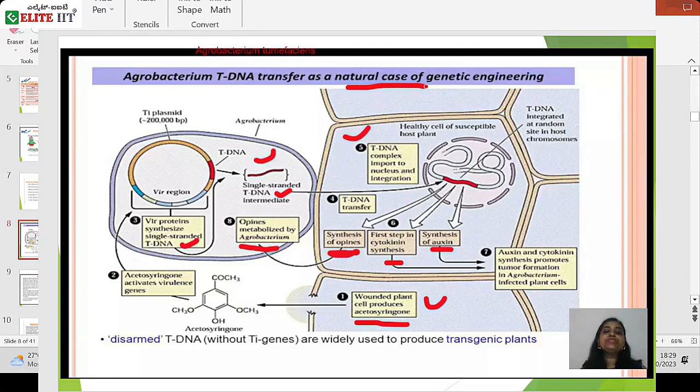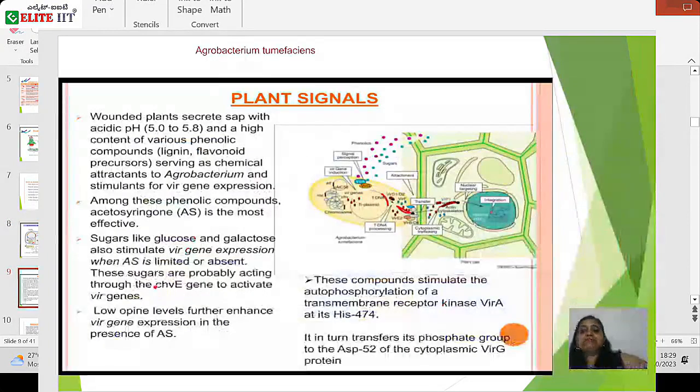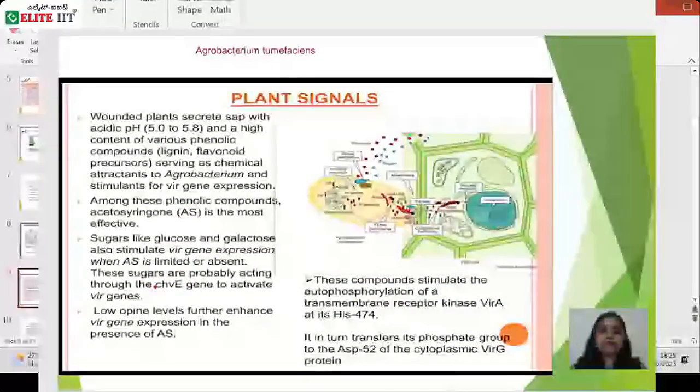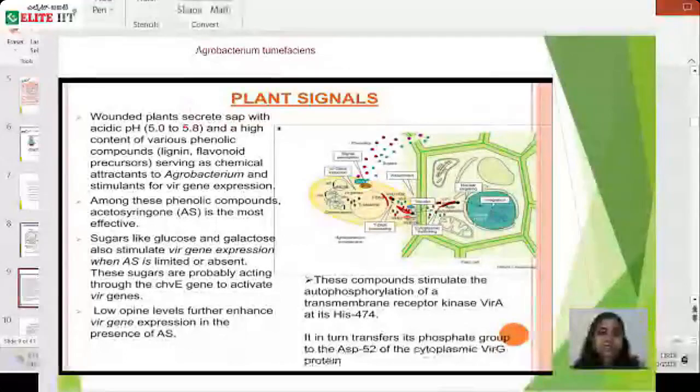We have used this natural thing, and we human beings are always finding what will be helpful for us. So in that case, this process is utilized for genetic engineering. Here, what is given? Wounded plants secrete sap with acidic pH and a high content of various phenolic compounds, lignin, flavonoid precursors, serving as chemical attractants and stimulating Vir gene expression.